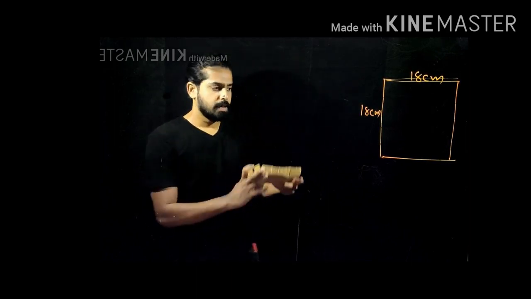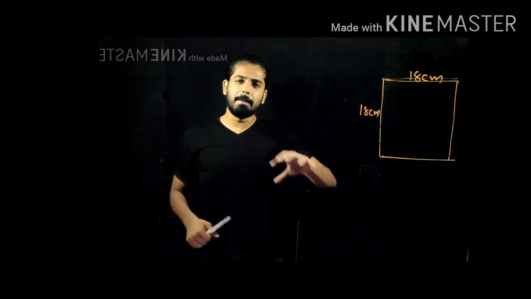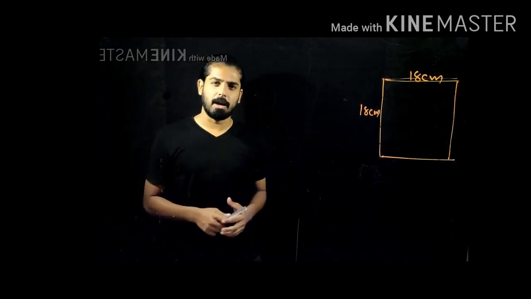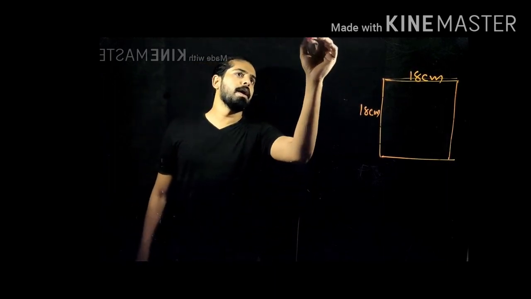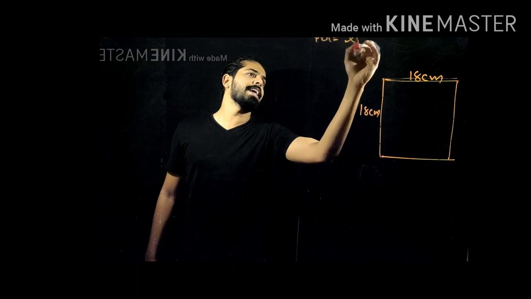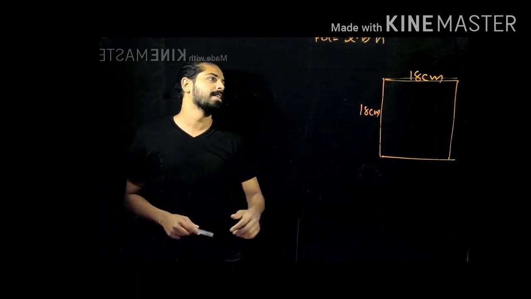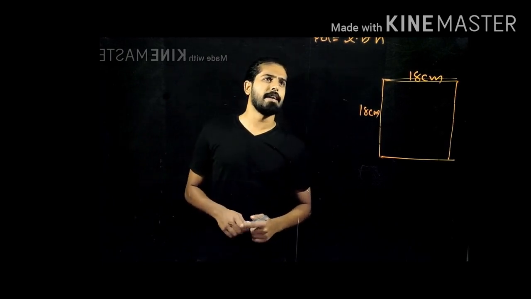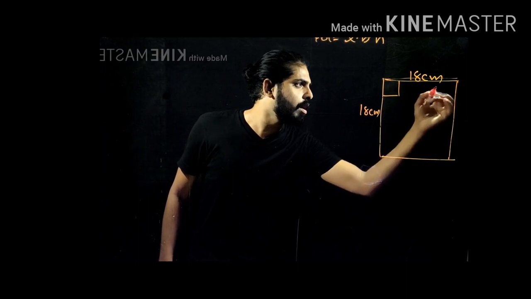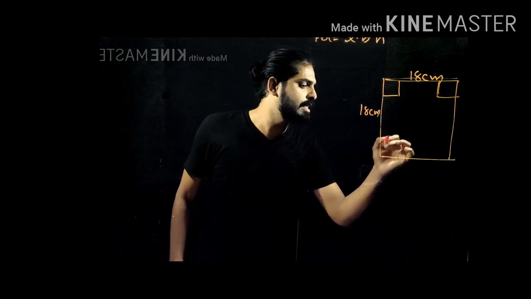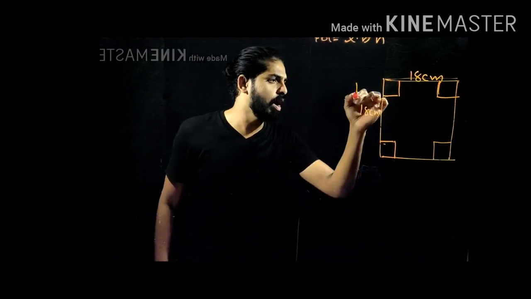Now the problem is we would like to maximize the volume of this cardboard box, and you know the volume of the box is length into breadth into its height. Length multiplied by its breadth multiplied by its height. So suppose I'm cutting a square of 1 centimeter.